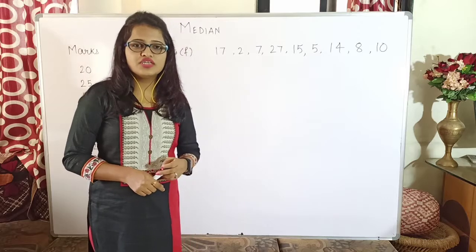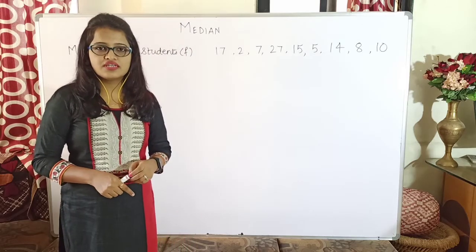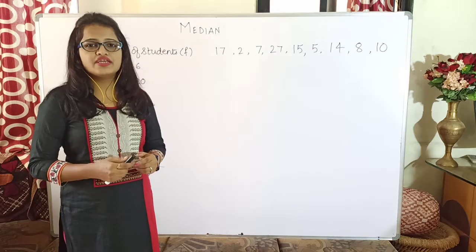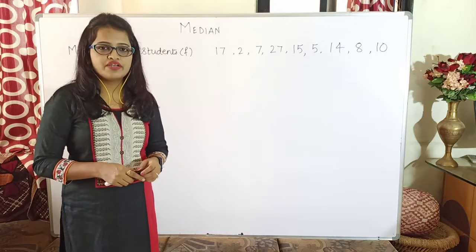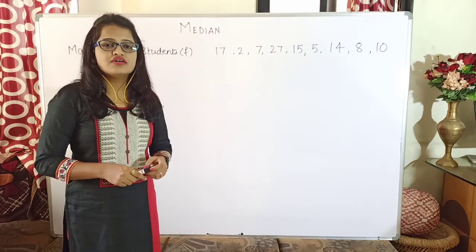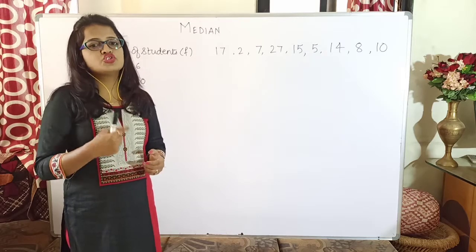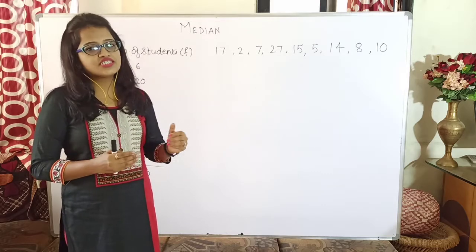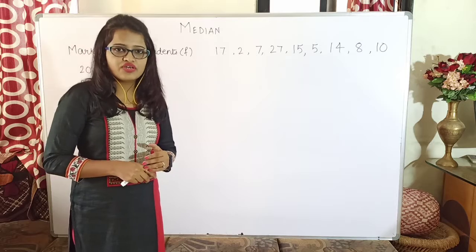Now we are going to see the next measure of central tendency, that is the median. Now you already know median. If we consider it in the geometry part, median is that point which bisects the opposite side if you join it from the opposite vertex. So similarly, the concept here is also the same.